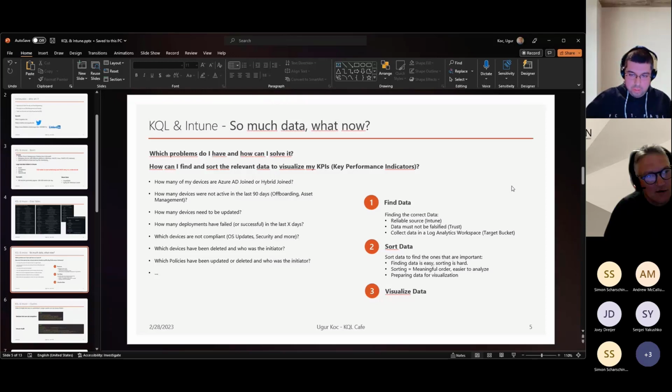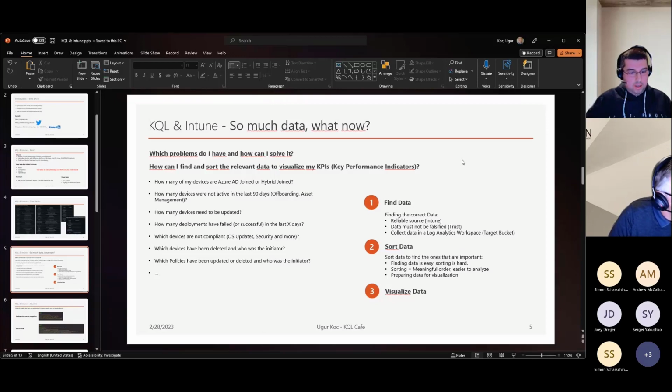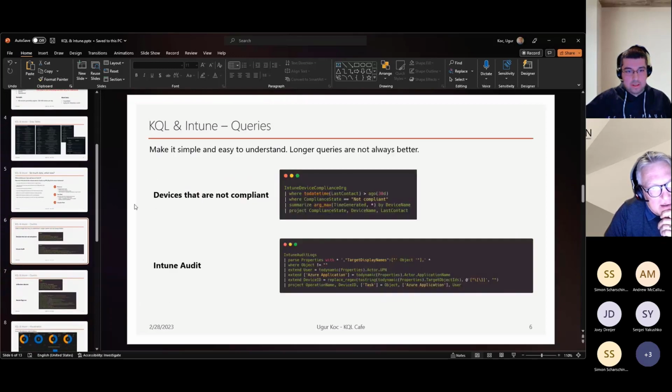And that could be pretty hard at the beginning, but all of this is worth it when we try to visualize our data in Grafana or Azure Workbooks, just to show this to people that are not really working with Intune, for example, but they want to analyze our device infrastructure. And that's visualization, the third part, would be this step. Okay, next slide.